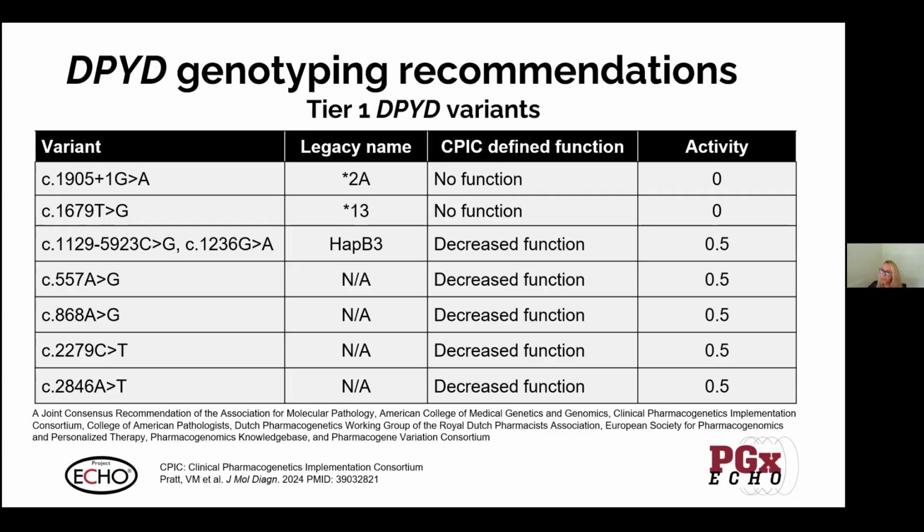In 2024, a group of experts in the field, including those from the Association of Molecular Pathology, published a joint consensus recommendation of DPYD variants that should be included when testing DPYD. The recommended Tier 1, or must-test, DPYD variants are shown in this table. Column 3 shows the effect that the variant has on the enzyme function, including no function or decreased function. And the far right column is the associated numerical activity score.